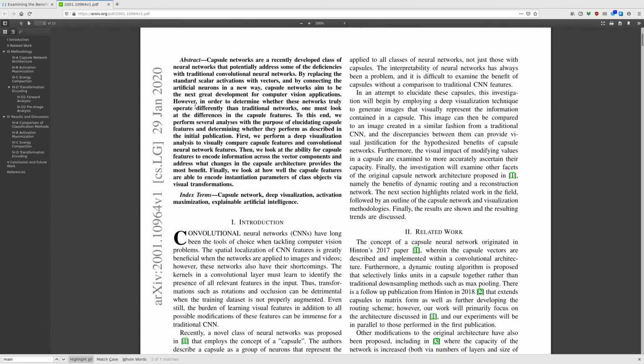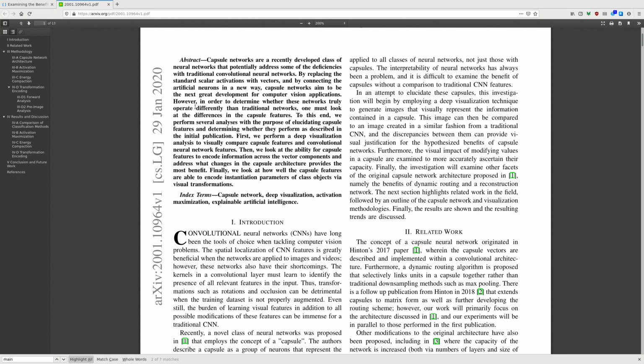Abstract. Capsule networks are a recently developed class of neural networks that potentially address some of the deficiencies of traditional convolutional neural networks by replacing the standard scalar activation with vectors and by connecting the artificial neurons in a new way. Capsule networks aim to be the next generation development for computer vision applications.